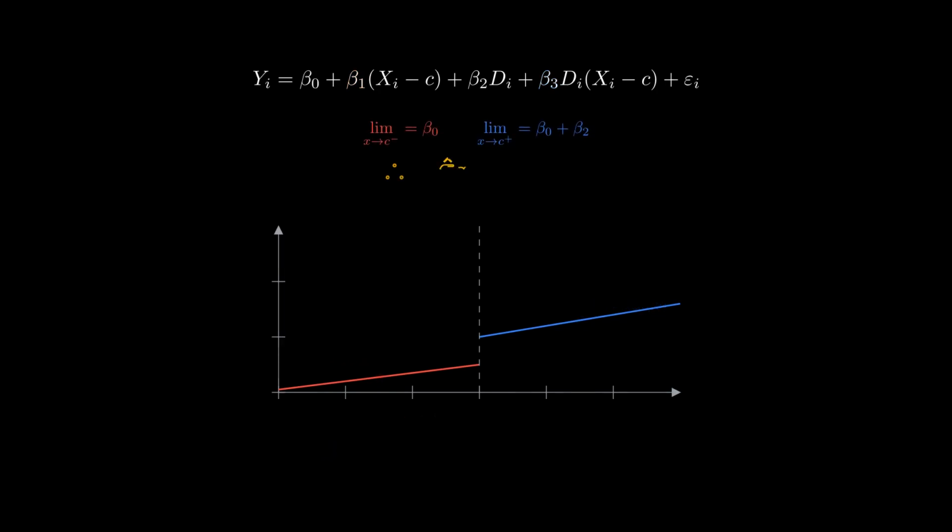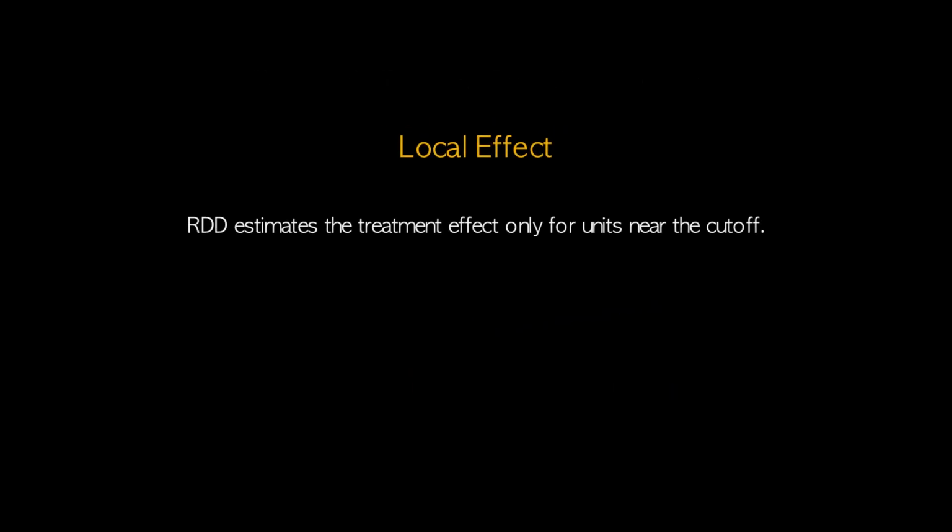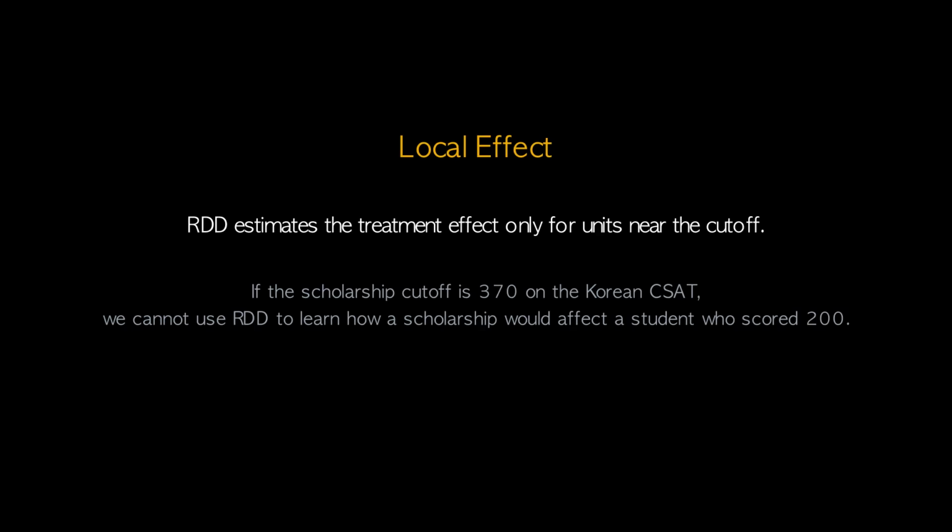The left limit at the cutoff is beta 0. The right limit is beta 0 plus beta 2. Therefore, the estimated treatment effect is simply the estimate of beta 2. Keep in mind, this is a local effect, limited to units near the cutoff. If the scholarship cutoff is 370 on the Korean CSAT, we cannot use RDD to learn how a scholarship would affect a student who scored 200.